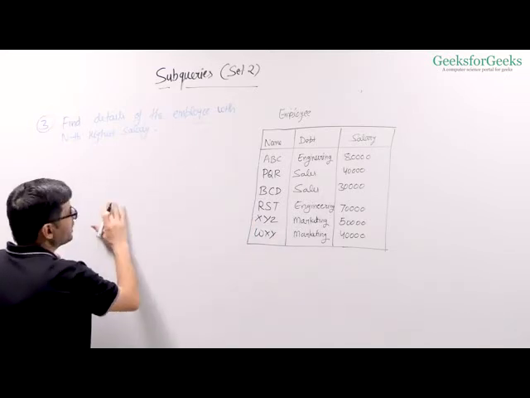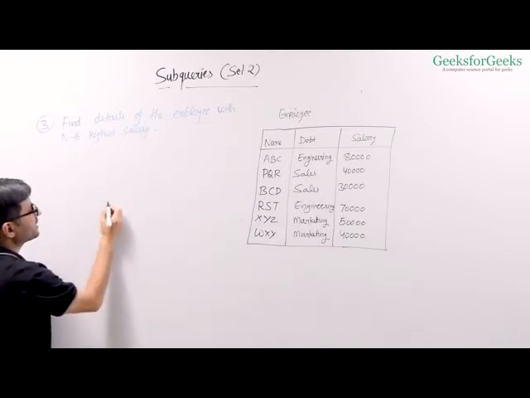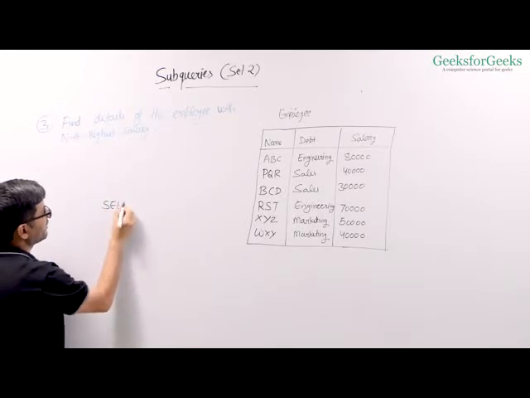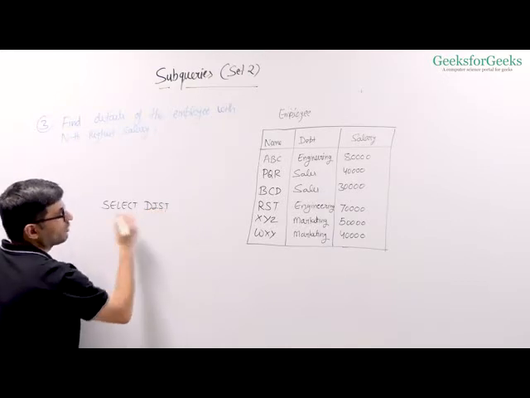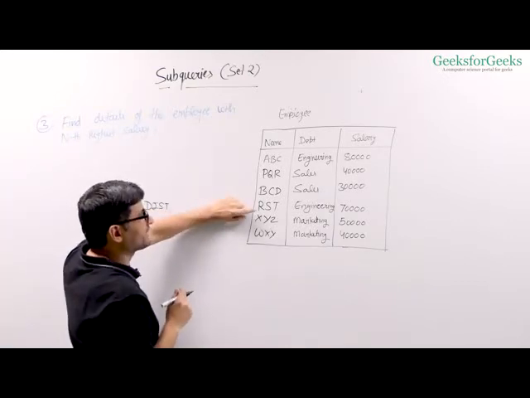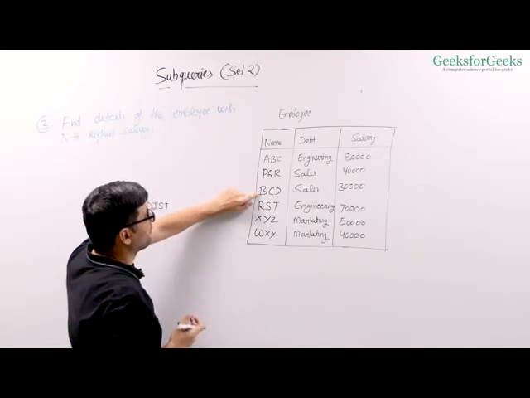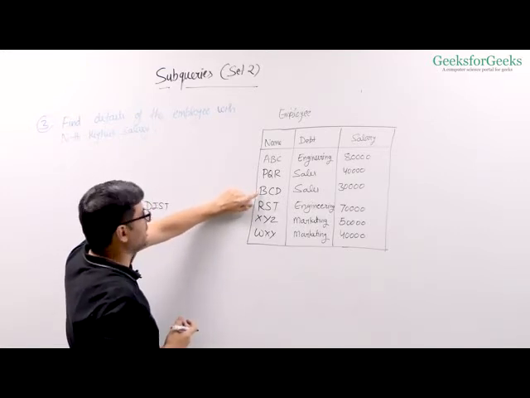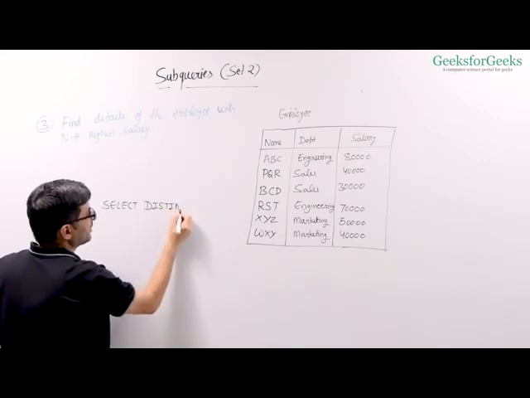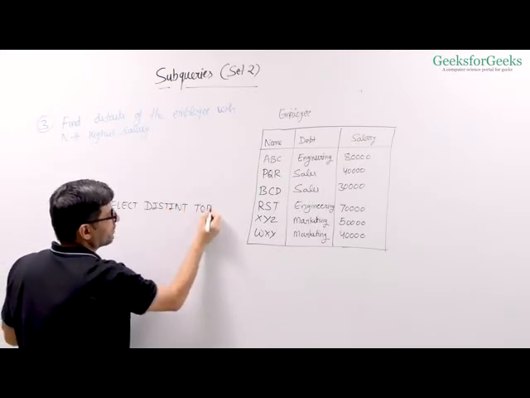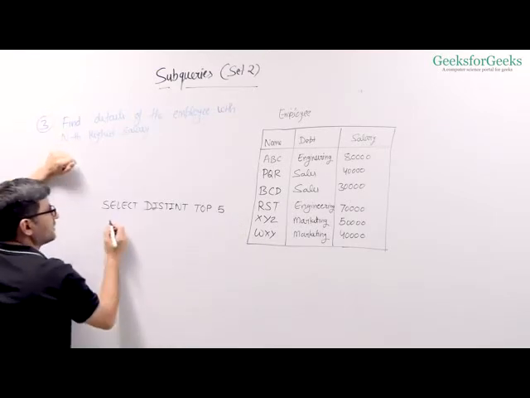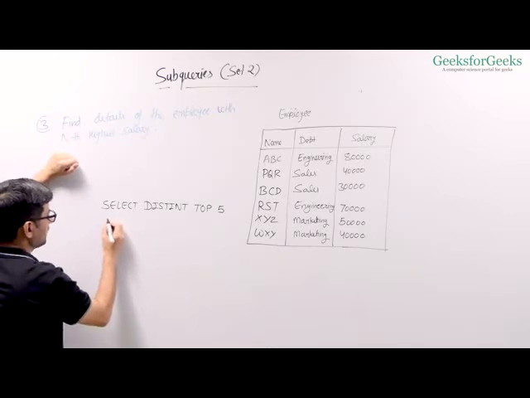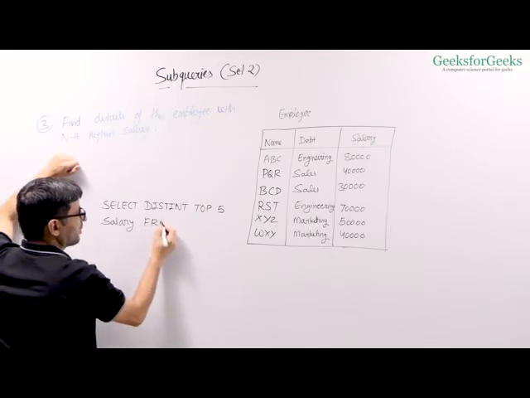So let's write down the innermost query. What it does, it finds select. We need to use distinct here. Again, if I do not use distinct, then fifth highest salary will come as 40,000. But we want to consider the distinct values and we want 30,000. So we use distinct here. To get the distinct top, say I want to find the fifth highest, so top 5 salary from employee.